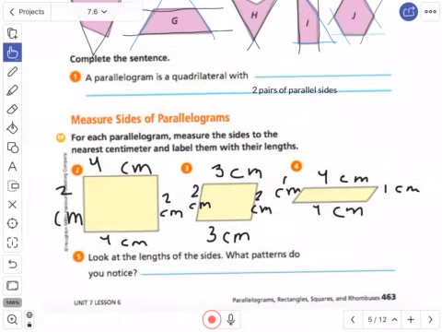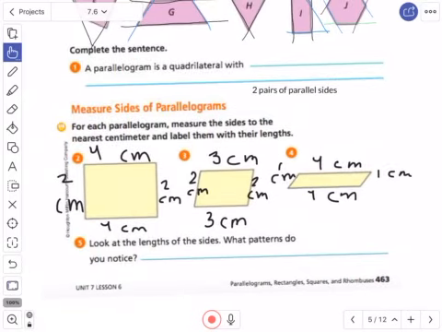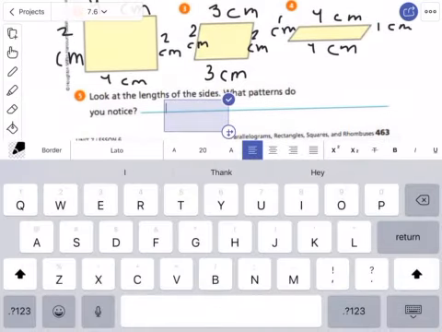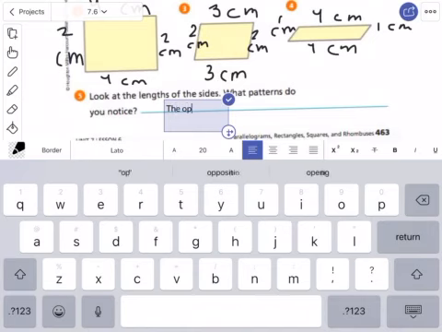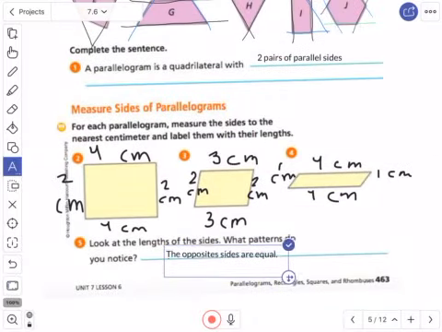So, in class, I would be asking you the question, look at that. What patterns do we notice? Well, my pattern, I would say for sure, the opposite sides are equal. Or you could say something else. I know all of you would be able to have some really good ideas too.